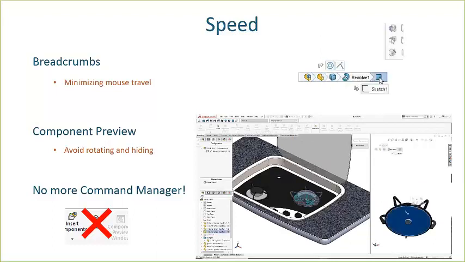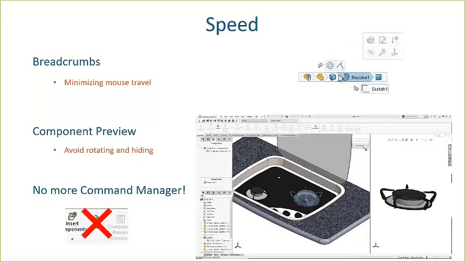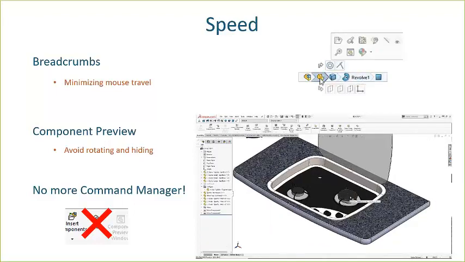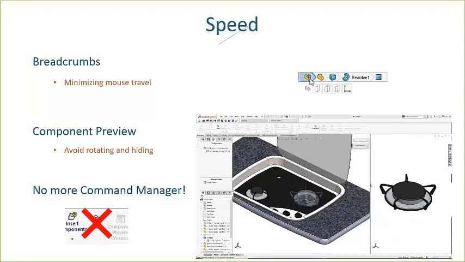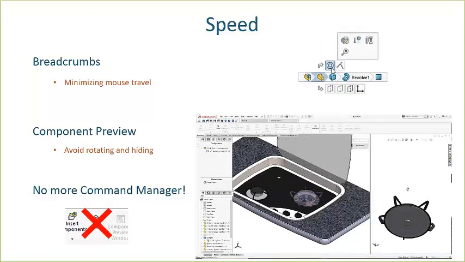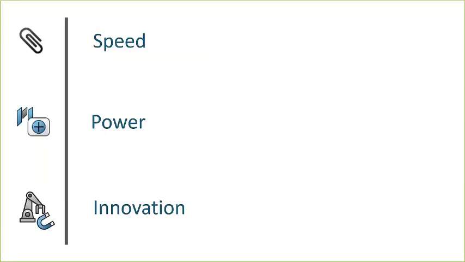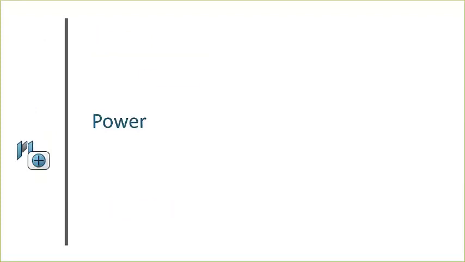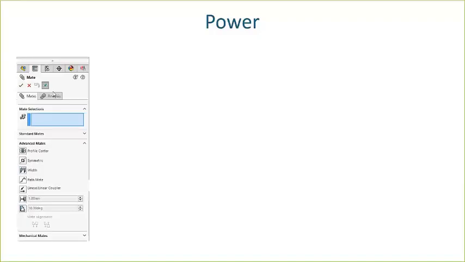Okay, so now let's look at some of those more advanced mates that we have. And that's in that same mate toolbar, just the next tab down, we have some of those advanced mates there. Ones we're going to talk about in this presentation are the profile center mate, the width mate, some of the limit mates, and the slot mate. Slot mate, you don't see on the list there, that's technically under the mechanical mates tab, but we're going to take a look at that one anyway here today.